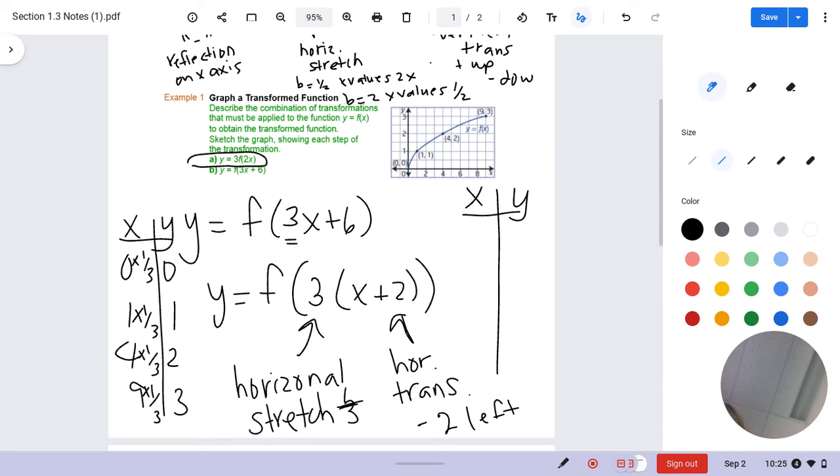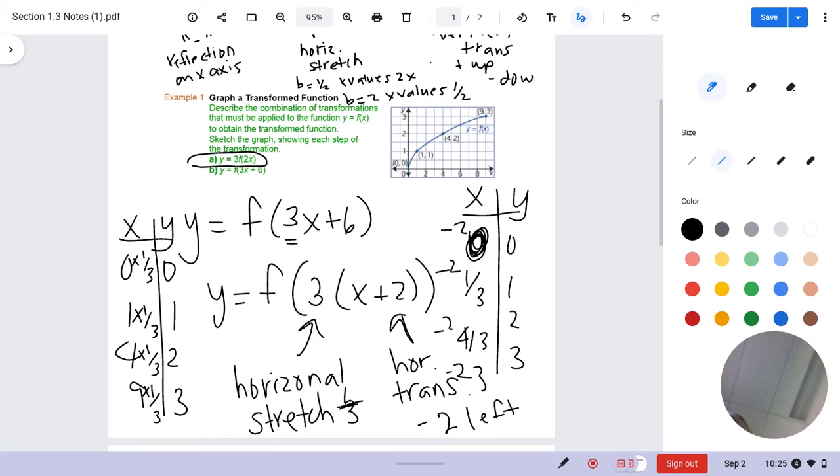So my new x's are going to be 0, 1/3, 4/3, and 3. And my y's still stay the same. And then my last step is, oh, sorry, this is a 0, not a 6. My last step is going to be subtract 2 from each of these.